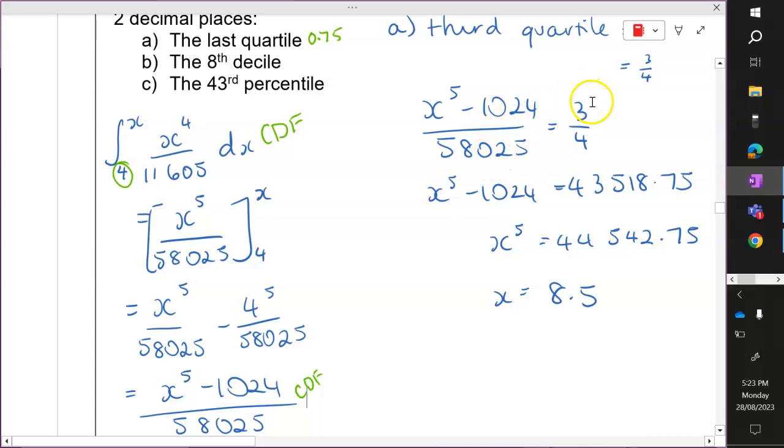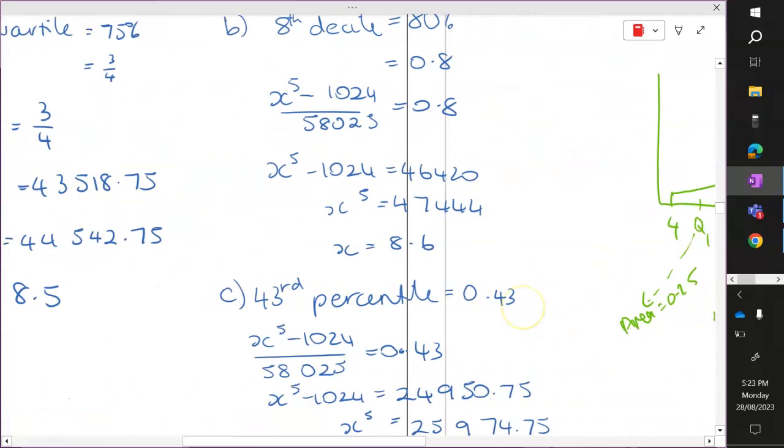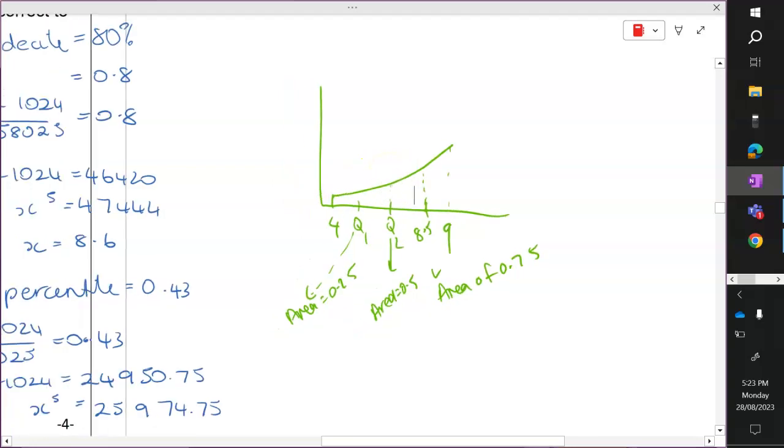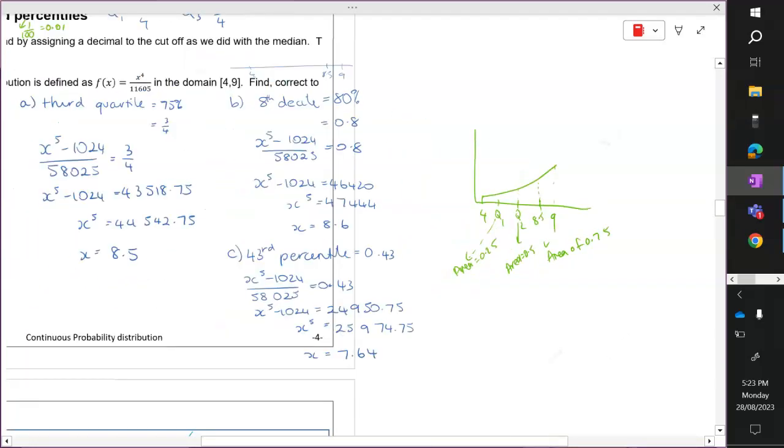So we're finding the value of x which will give us an area of 3/4, or a probability of 3/4. Times by the 58,000, add the 1,024, take the fifth root, and we get 8.5. So if we go back to my graph, this Q3 here is going to actually be 8.5. So that area under the curve from 8.5 down is going to be 0.75. So the area the other side is 0.25.